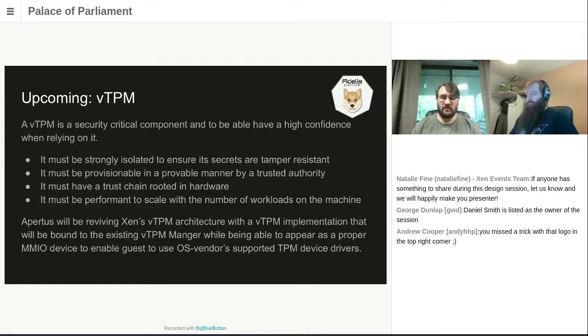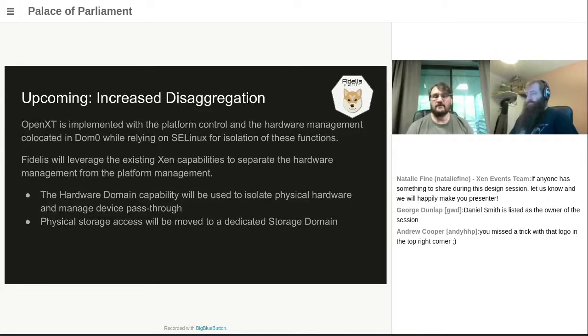And so then we will be able to spin up multiple instances of vTPMs that can be properly provisioned and provide integrity to every VM that needs a strong vTPM implementation. The next thing on the roadmap will be the increased disaggregation. As I said, we're going to split the platform control and the hardware management that's currently co-located in Dom0 and break those apart into isolated VMs with policy controlling communication between those domains.